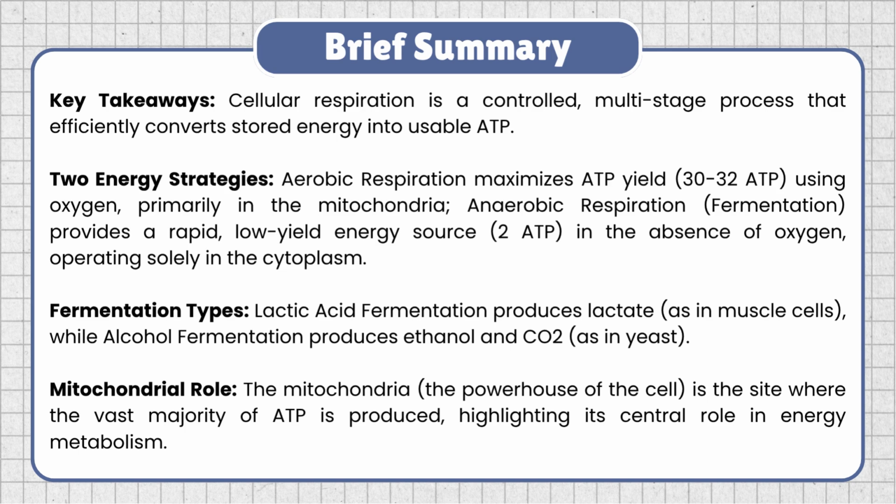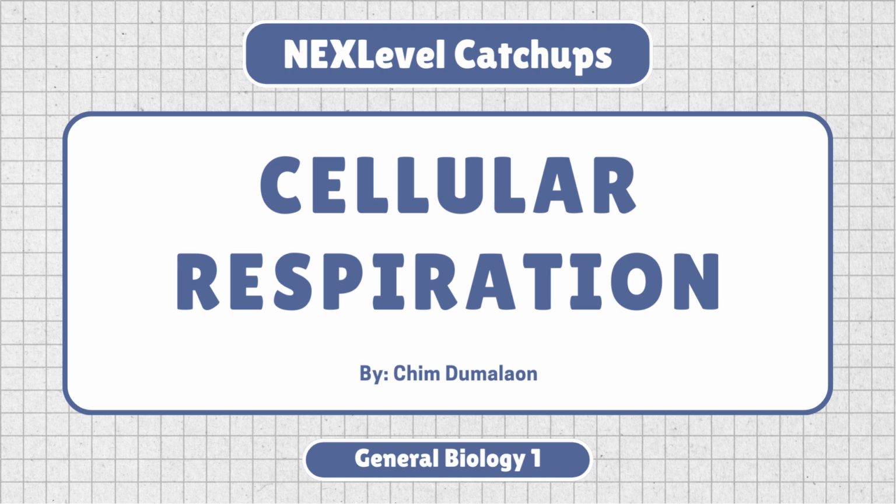Ultimately, the vast majority of all cellular energy is produced in the mitochondria, solidifying its role as the central powerhouse of the cell. And that ends our discussion. This topic is very important because it explains the fundamental process by which all living organisms convert the chemical energy found in food, like glucose, into usable cellular energy known as ATP or adenosine triphosphate. Without this process, cells wouldn't have the energy to power vital functions like movement, growth, and repair, which would ultimately lead to the death of the organism.